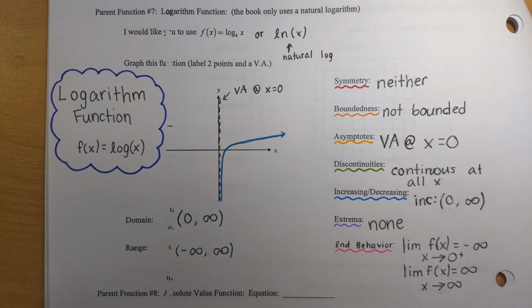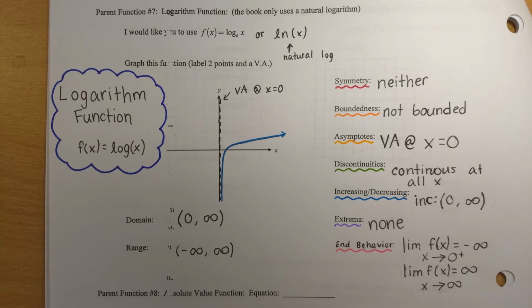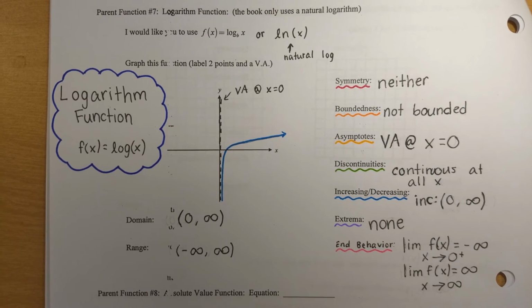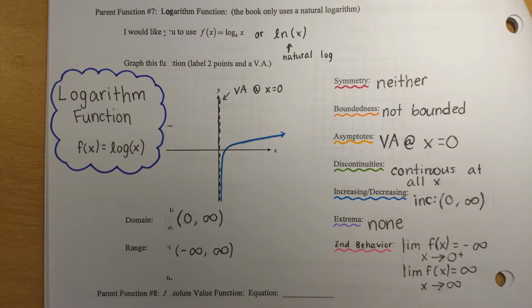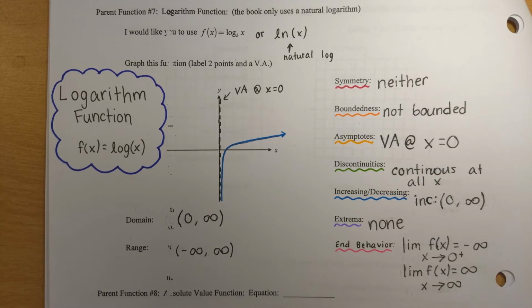So this is a logarithm function. For symmetry, we found it was neither because if you fold it over on itself, it will not be equal. We also know it's not odd because the x and y values don't coordinate at all. This function is not bounded at all because it does not have a max or min hump on either side of the x-axis.